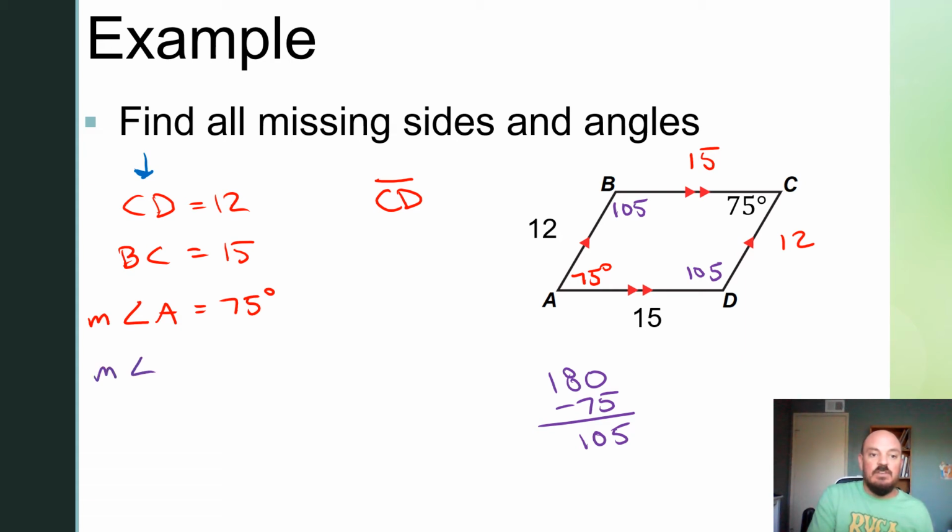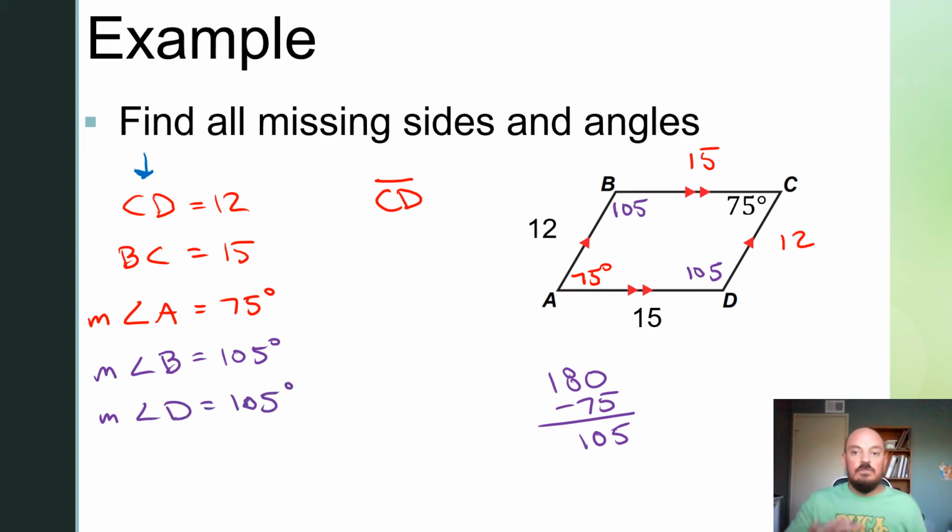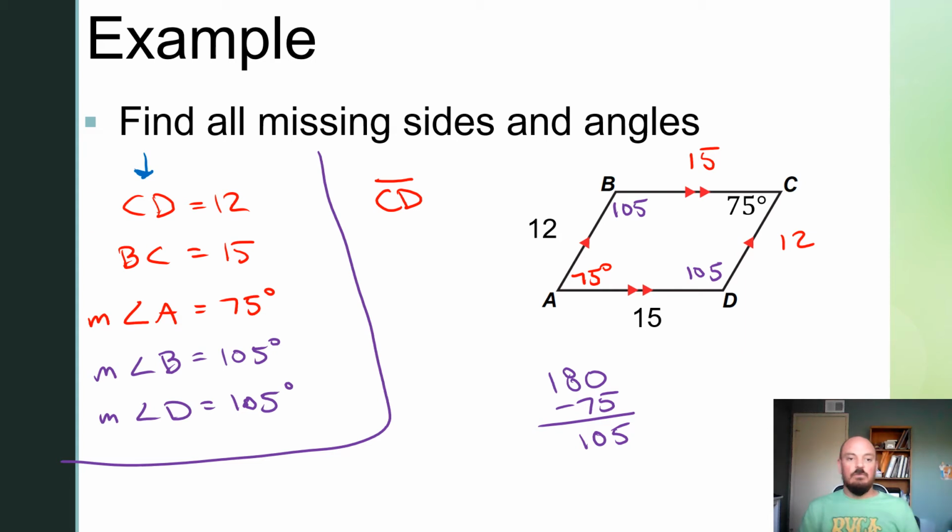I'm going to say measure of angle B is 105 and measure of angle D is 105. So you could have just written it on the picture and that would have been fine for an answer, but I also made this list over here for my final answer. Okay, so we used our theorems to find any missing sides and angles. We labeled everything. The one thing that I didn't do in this picture was our 4th theorem about diagonals. So let's do one last example for today.